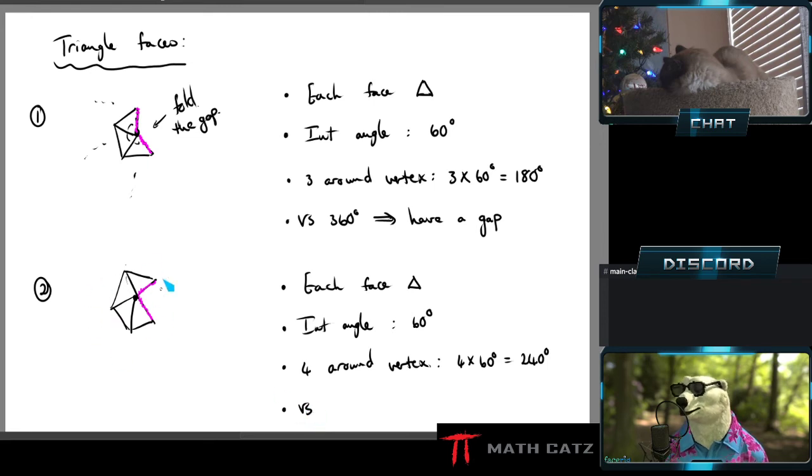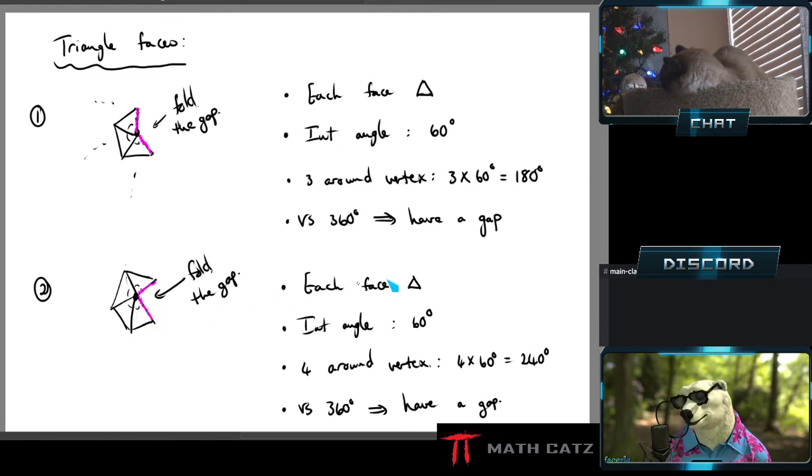And if I compare that to my available 360 all the way around, I have a gap. So I'm good. I have a gap. So there is a gap that I can fold and make the three-dimensional shape with 4 triangles coming together. All right. So because the triangle interior angle is so small, as long as I come in under 360 degrees to have a gap, I can then fold that gap and create the three-dimensional shape.